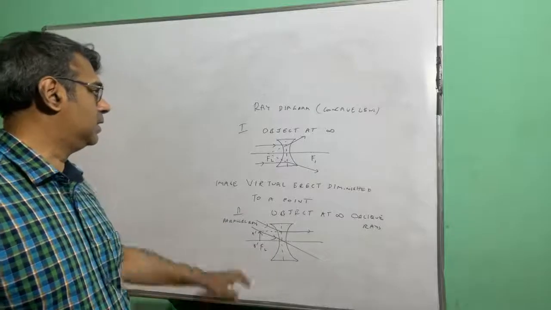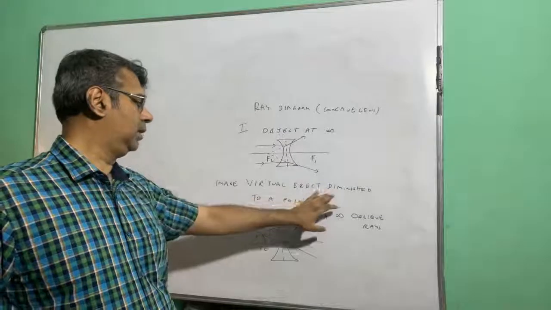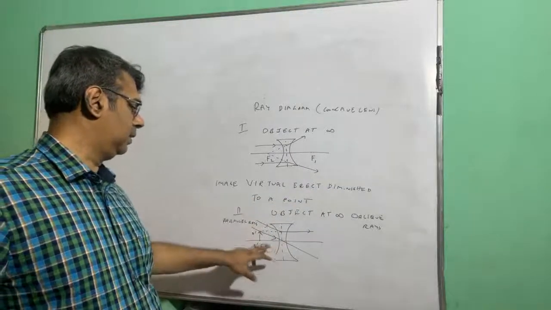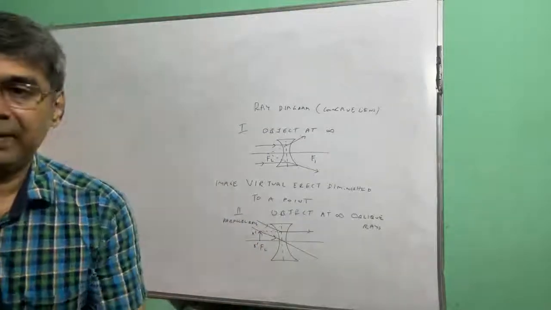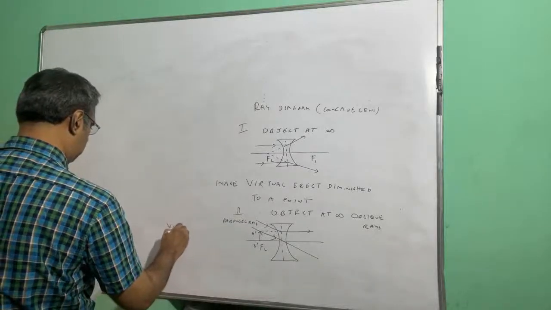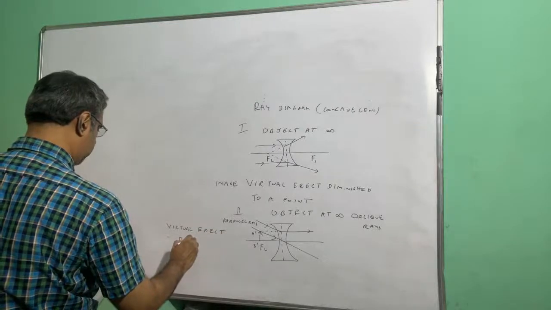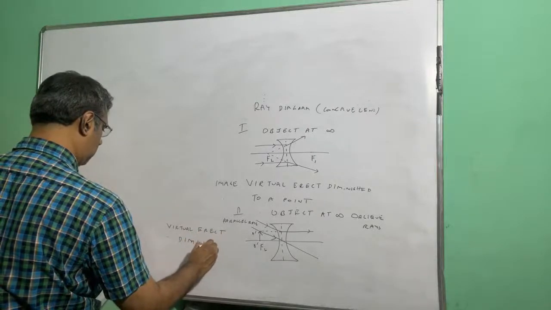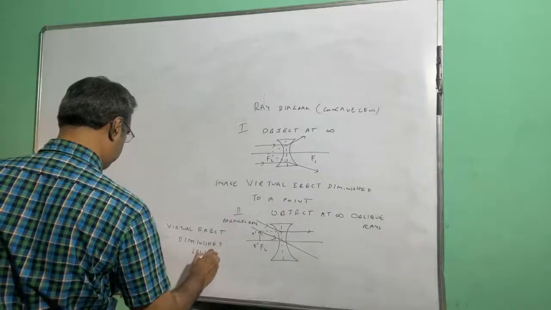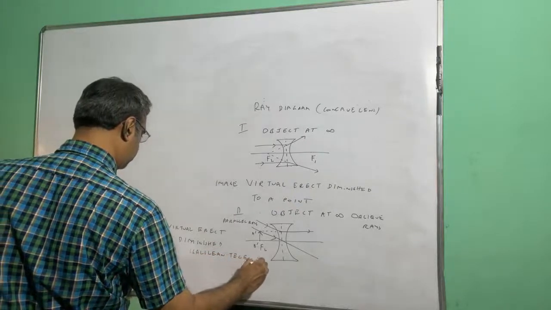So if the object is at infinity and the rays are parallel, you will get virtual, erect, diminished to a point. If the object is at infinity and the rays are oblique, then you will get virtual, erect and diminished, not to a point. And where do we use this? We use it in a Galilean telescope.